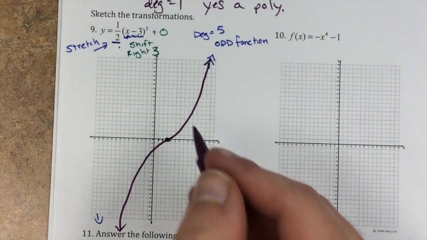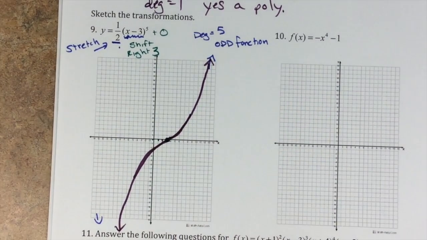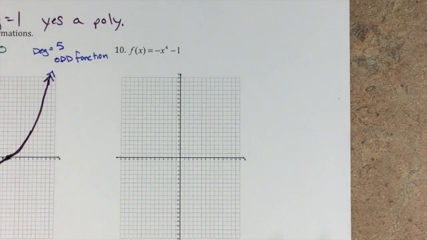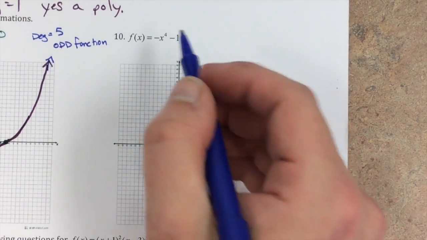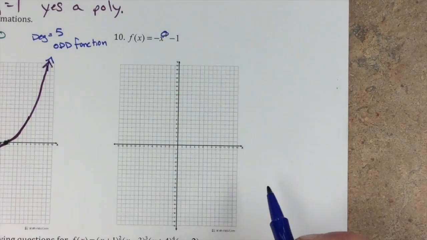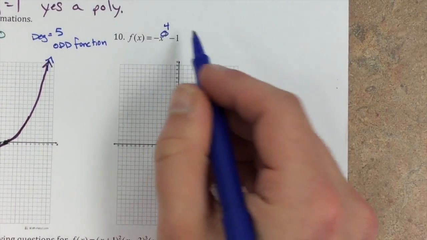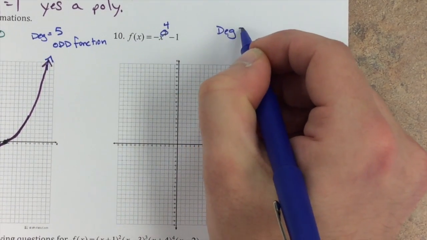So we'll have our graph look somewhat like this. Let's try one more. Let's look at number 10 here. Well, let's first look at our degree. We don't have any parentheses, so we look at our degree. Our degree is, this is for a negative x to the 4th. So our degree is 4.